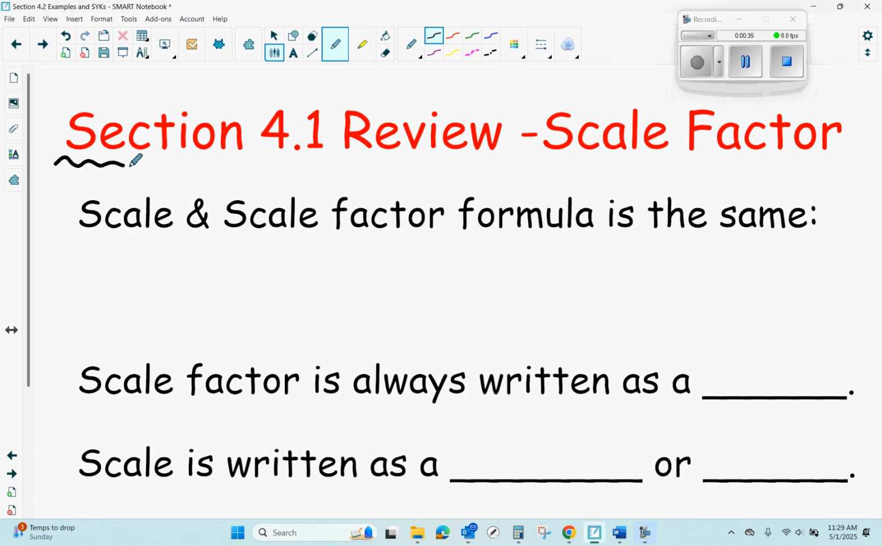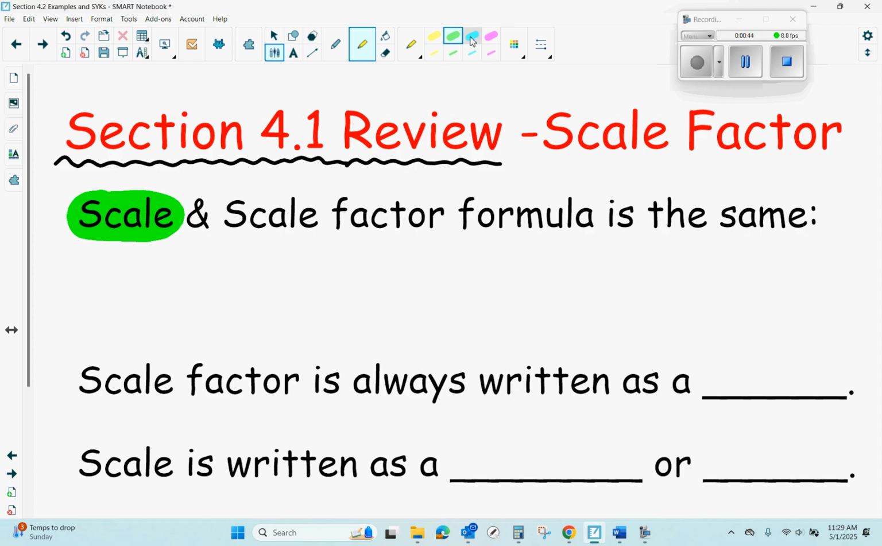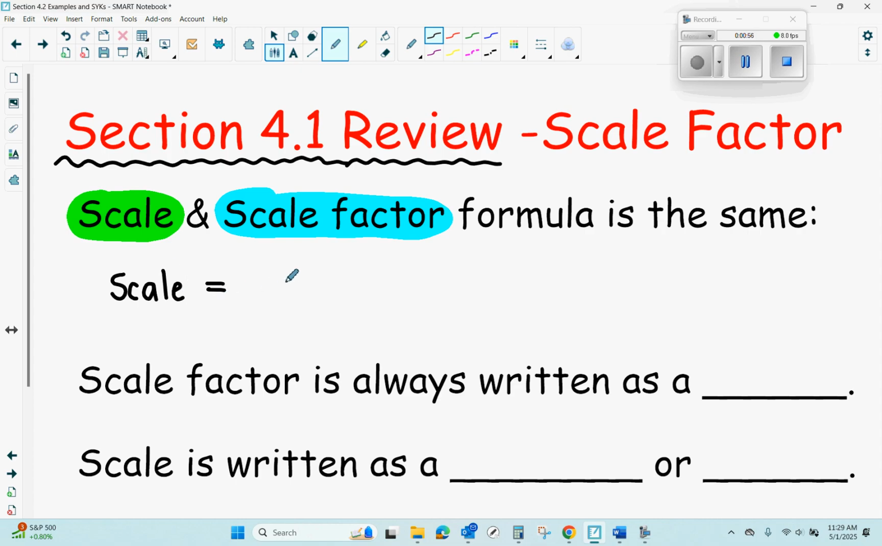So 4.1 is all about scale and scale factor. There's two main key terms today, scale and scale factor. The formula for both is the same. So scale equals image dimensions divided by actual dimensions of an object in real life. So you might have a picture of a car and you might measure the length of it, and then you would divide by the actual length of the car in the same units, and you would get a scale.